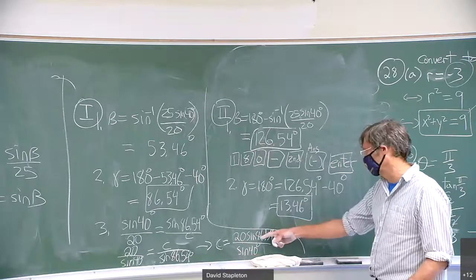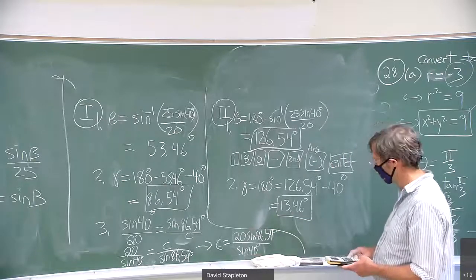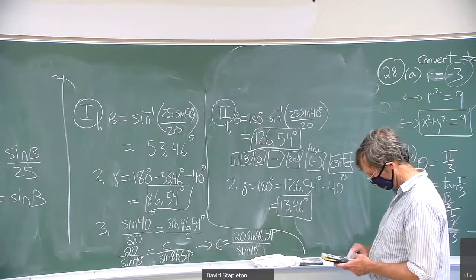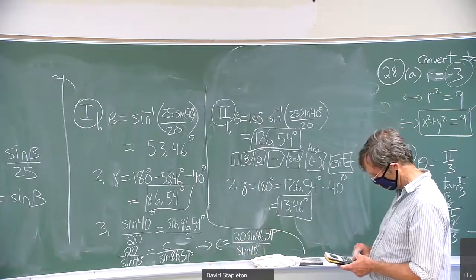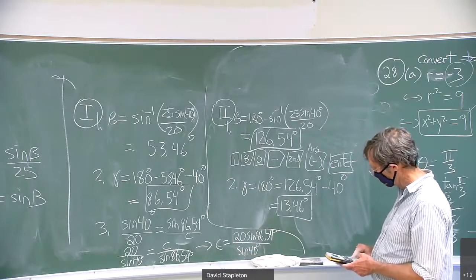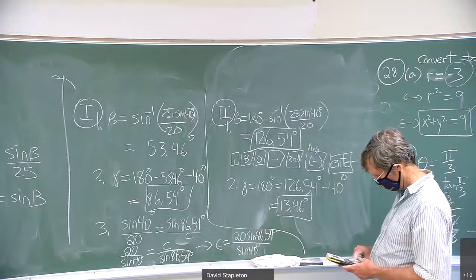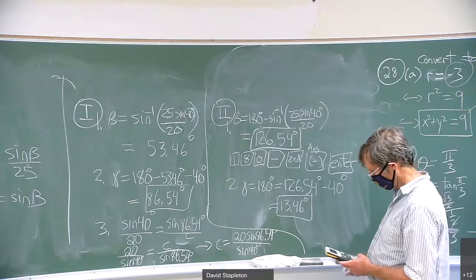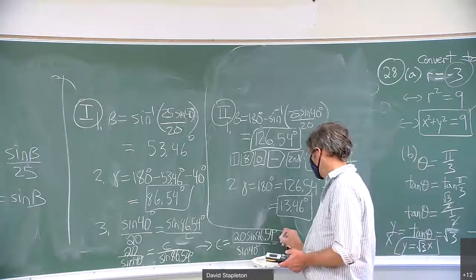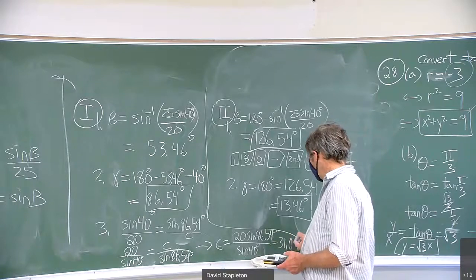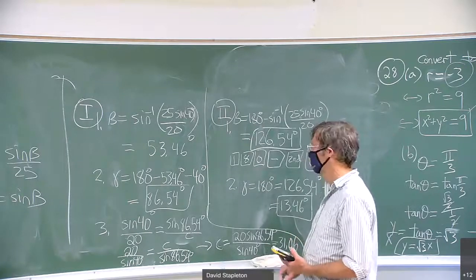Close this parenthesis here, or it'll take the sine of more than you want. I get 31.06. Now the first case is solved. Right?